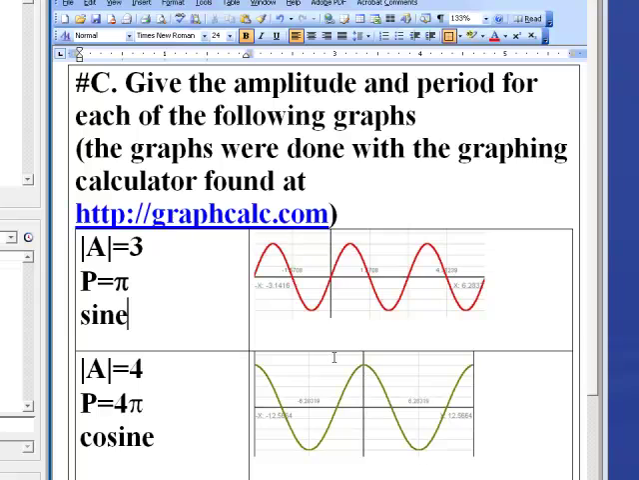Okay, the next one we're going to look at, well, it starts at 1 here on the y-axis, so that should be a cosine. It's going back to 1 at 12.56. That's 4 pi, so it has a period of 4 pi and amplitude of 1, 2, 3, 4. The equation would be y equals 4 cosine 1/2 x, because we have b equals 2 pi divided by 4 pi.